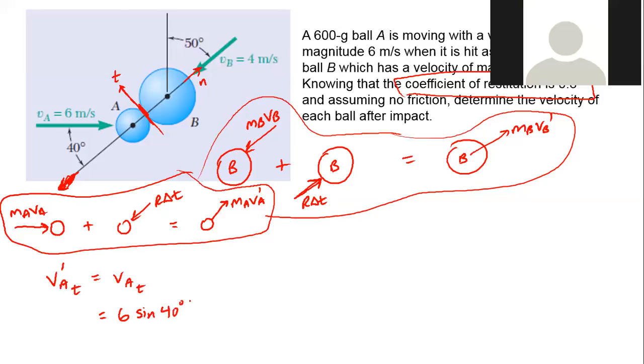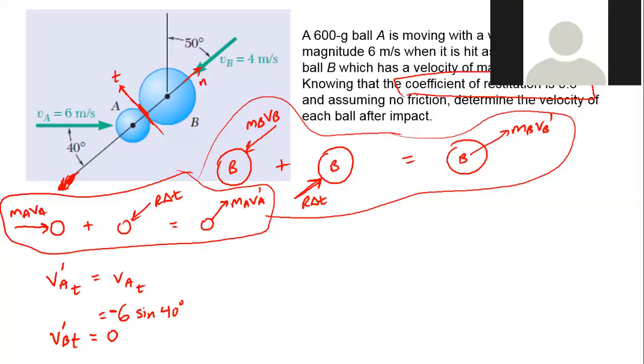Look at how we drew it in our plus directions. It would be in the negative. Does that make sense to you so far? And then how about for VB prime in the T direction? That would be 0, because it's got nothing in the beginning, so it's just going to either bounce right back out or keep going forward.